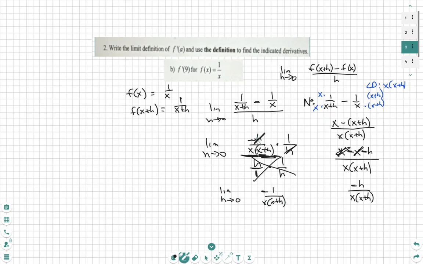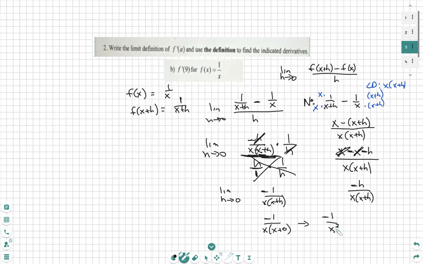So the whole key there was to cancel this h out, because if I plug 0 in there, the expression does not exist. We cannot have a 0 in the denominator. Now I have canceled that h out, and we can plug our 0 in, and we should be good to go. What we can tell is now we have negative 1 over x times x plus 0. That simplifies to negative 1 over x squared. And that will be your answer.